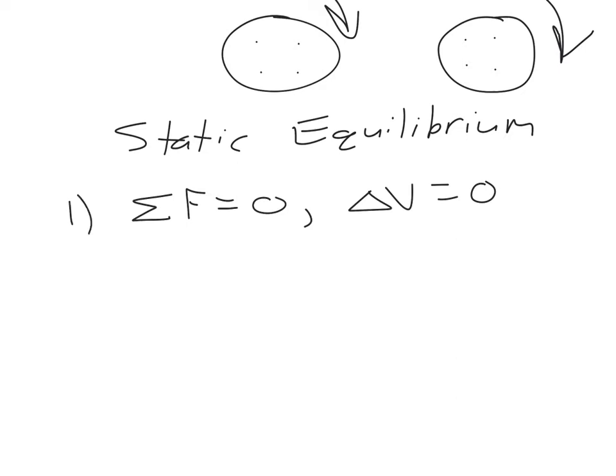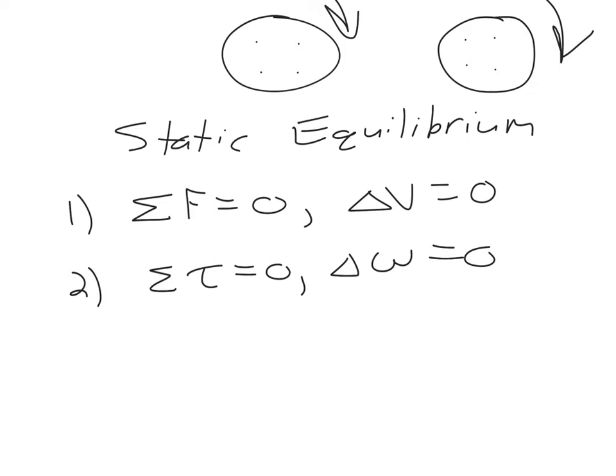But that's only one condition. So condition 1, the forces are balanced, the linear acceleration is 0. Condition 2, there will not be any net torque on the object. So the delta omega is 0. So there's no angular acceleration alpha. And that can look like a couple of things.